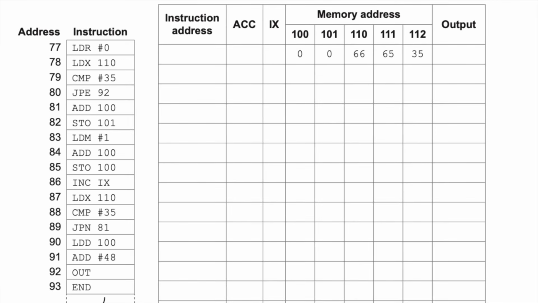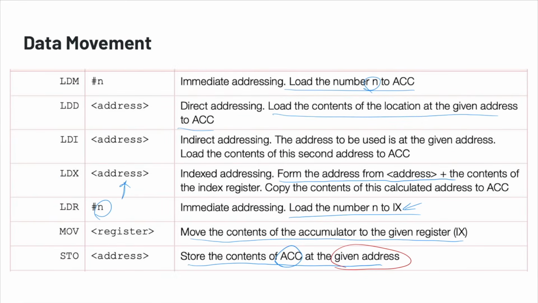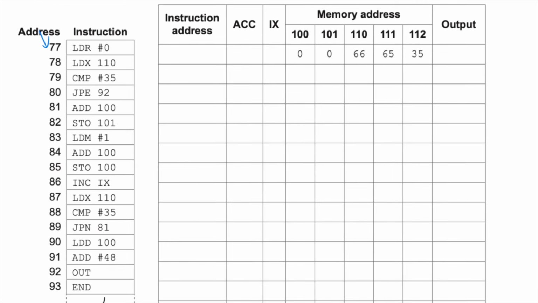Okay, so now let's look at a second assembly language example to really solidify our understanding of these concepts. First, we're going to start at instruction address 77, and that's going to be LDR 0. That means we're loading the number n after the hashtag into the index register. So for instruction address 77, we're going to add 0 to the index register. Next, we have LDX 110.